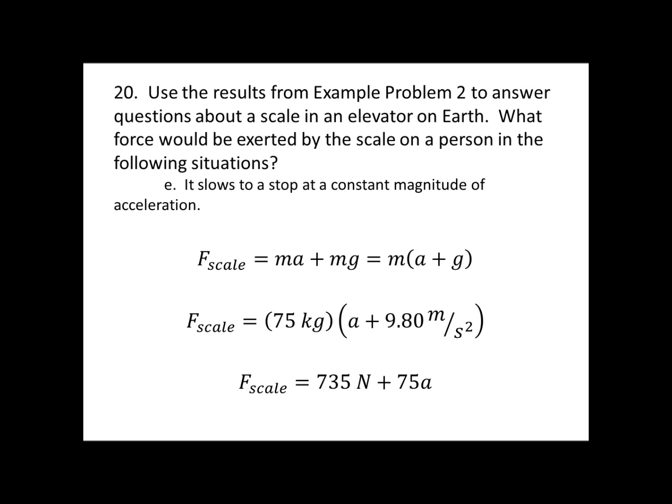Part E is slows to a stop at a constant magnitude of acceleration. They're not telling me what the acceleration is, so I'm just going to leave an a in there for acceleration. So it's 735 newtons, the true weight, plus 75 kilograms times that acceleration.